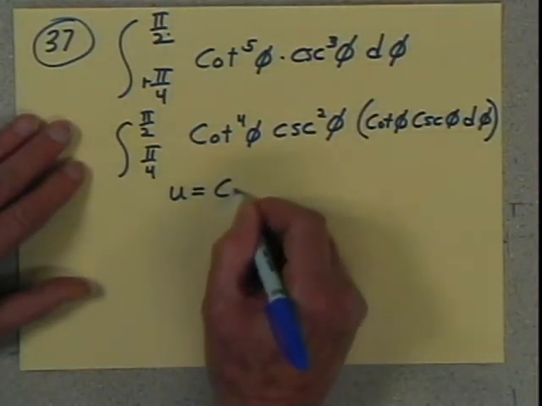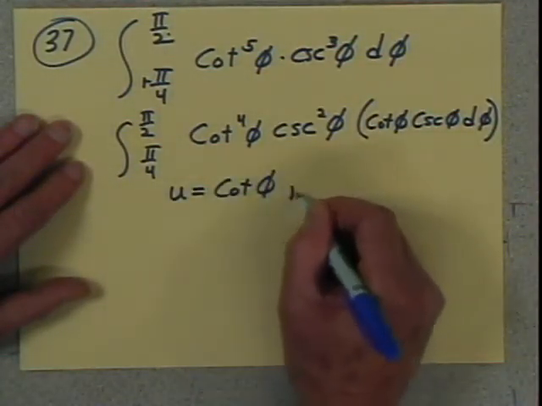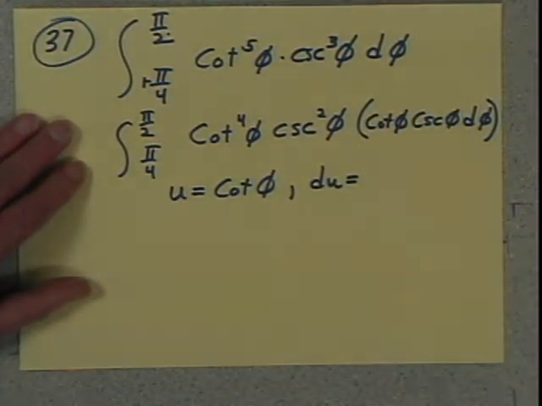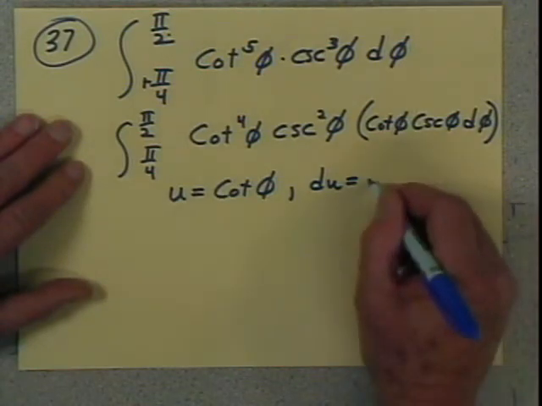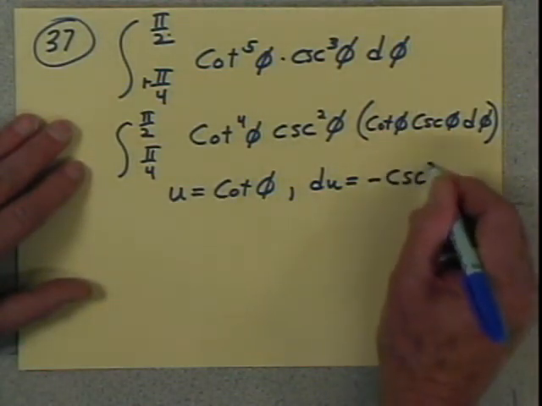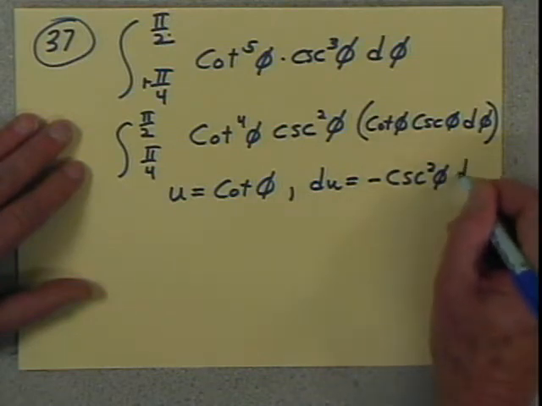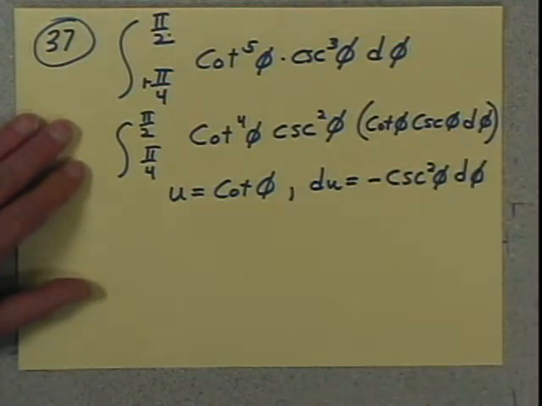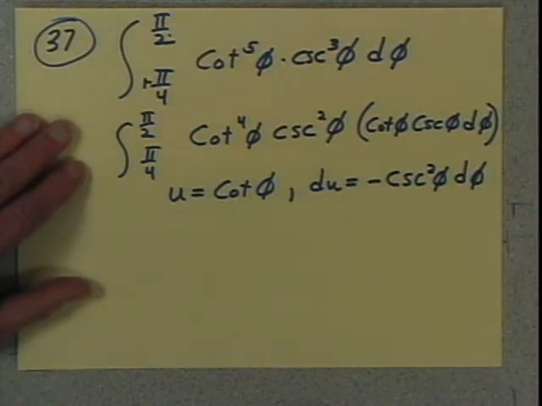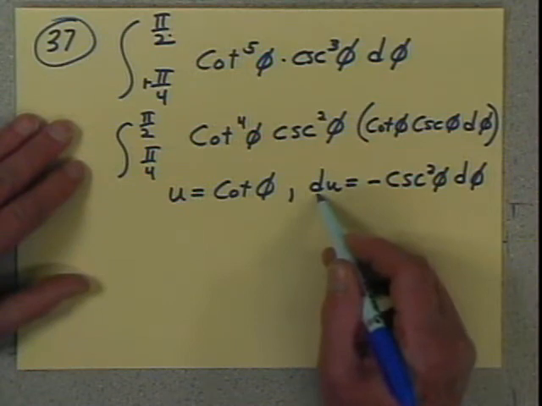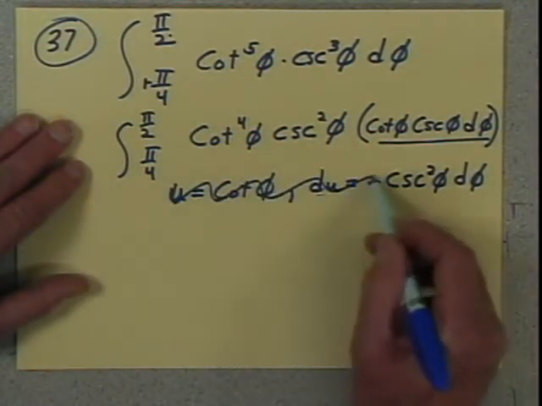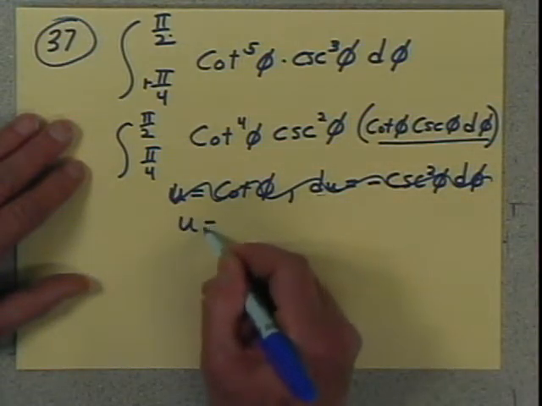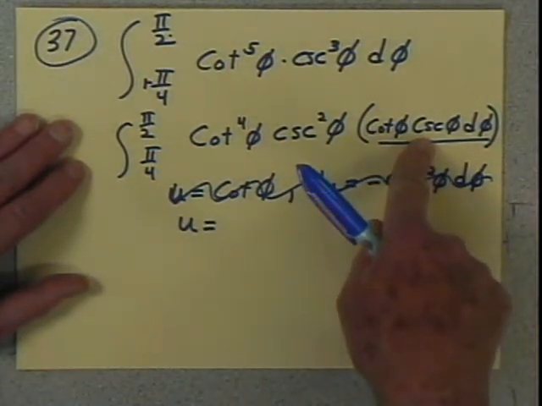Okay, if you let u equal the cotangent of phi, what's the du going to be? Just what you wanted. But the problem is, I want the derivative to be what I took off. So that's not going to be a good u. You want u to be something that produces this when you do du.